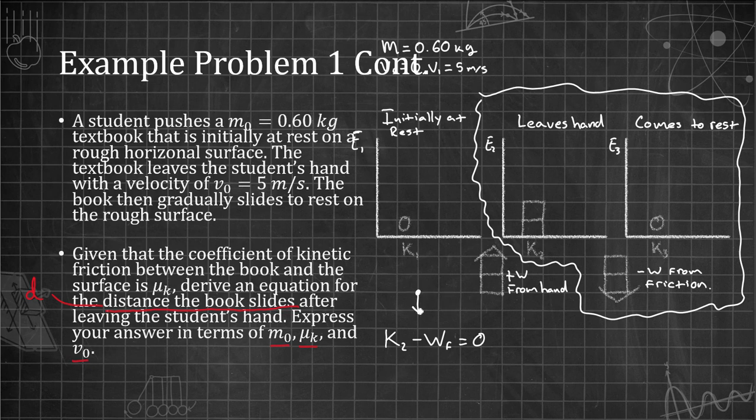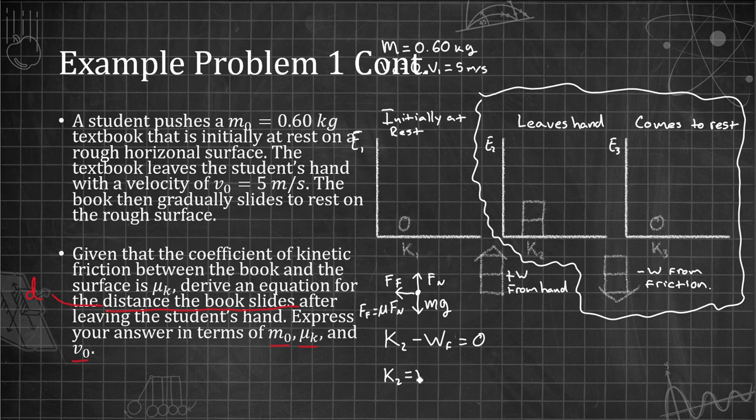Drawing a quick free body diagram for the book as it slides across the surface, we see that we just have mg down, F_N up, and those are the only vertical forces, so the magnitude of the normal force is equal to mg. And the only force pushing horizontally is the friction force pushing to the left. The student is not pushing it anymore because it's already left their hand. And the friction force has its own equation where the friction force is equal to the coefficient times the normal force.